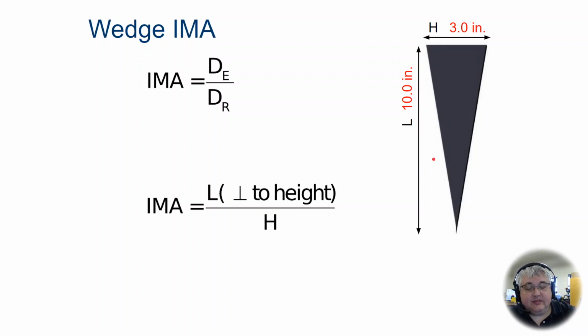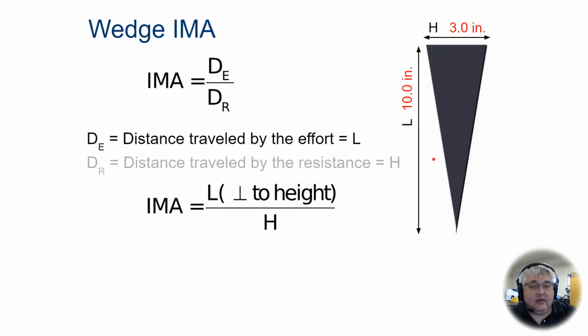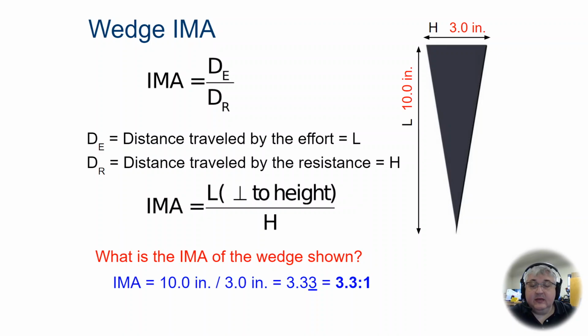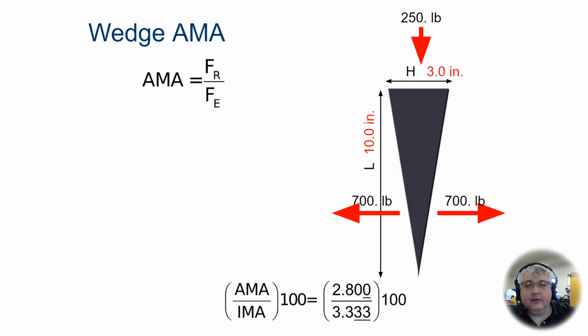So in this case, what's the IMA of this wedge? We have the perpendicular length of 10 divided by 3, which is the height, and that gives us 3.33 repeating. So 3.3 to 1. So we're getting a mechanical advantage of about 3.3.